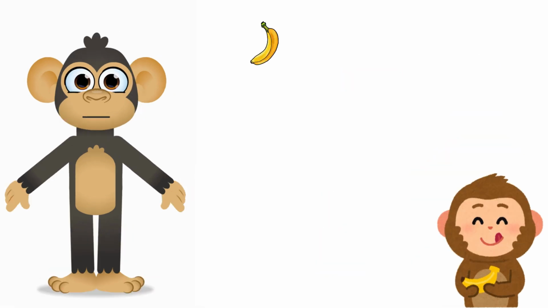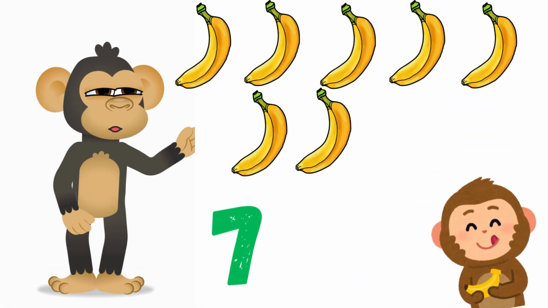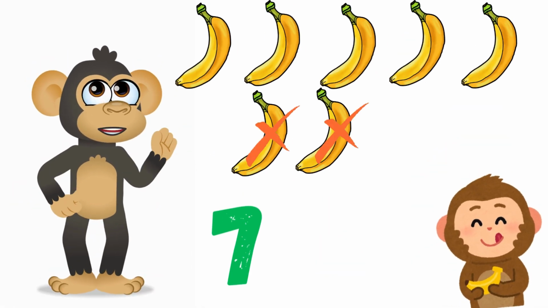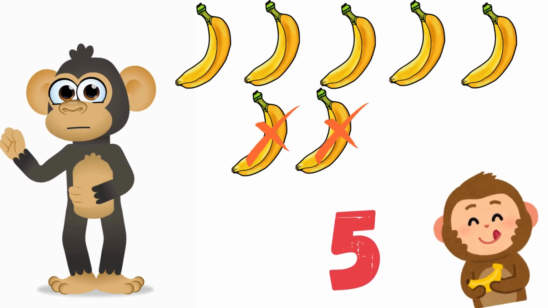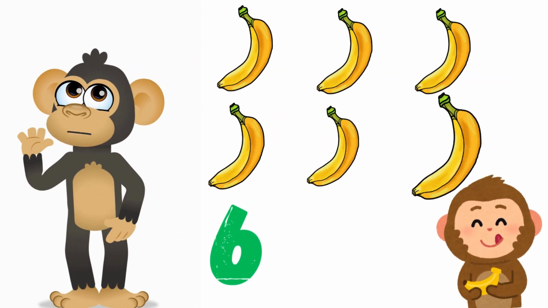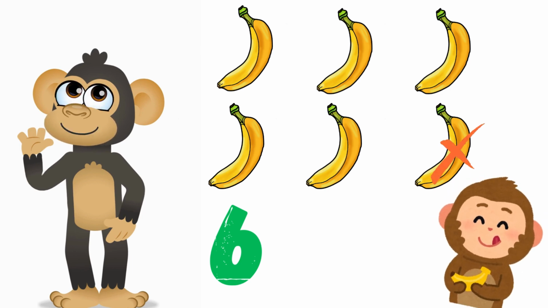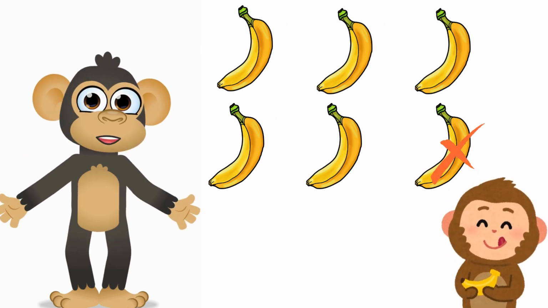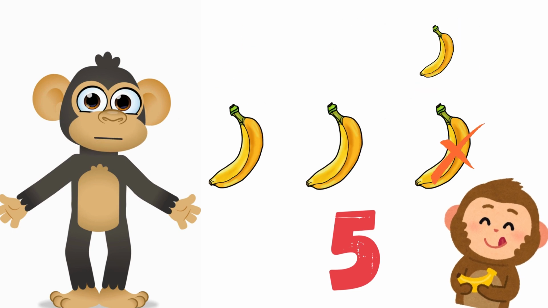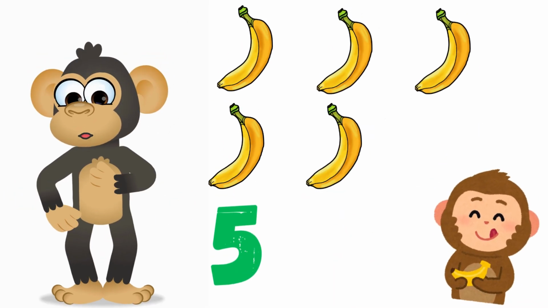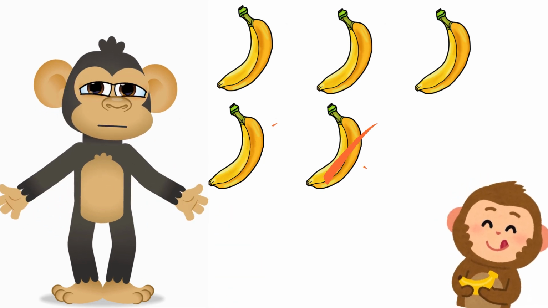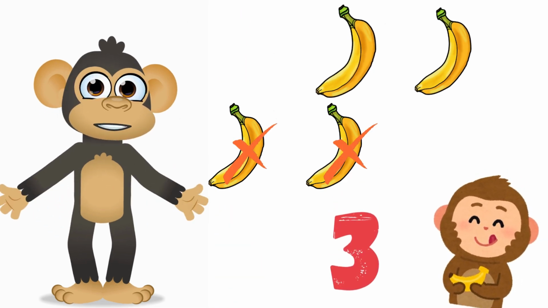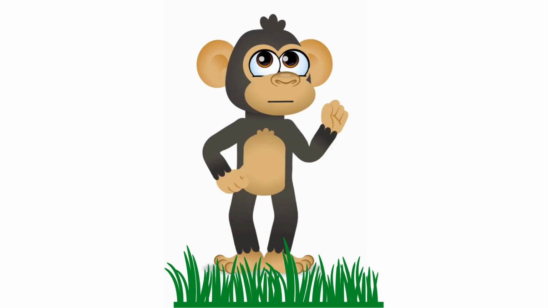Fantastic. Then, let's start with 7 bananas. If we eat 2, how many are left? That's right, 5 bananas. With 6 bananas and eating 1, how many are left? Correct, 5 bananas. Start with 5 bananas. If we eat 2, how many are left? Yes, 3 bananas.